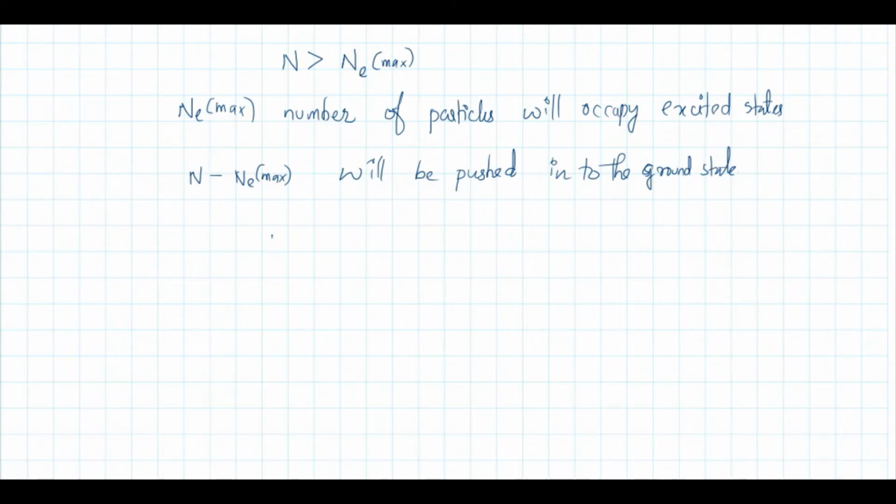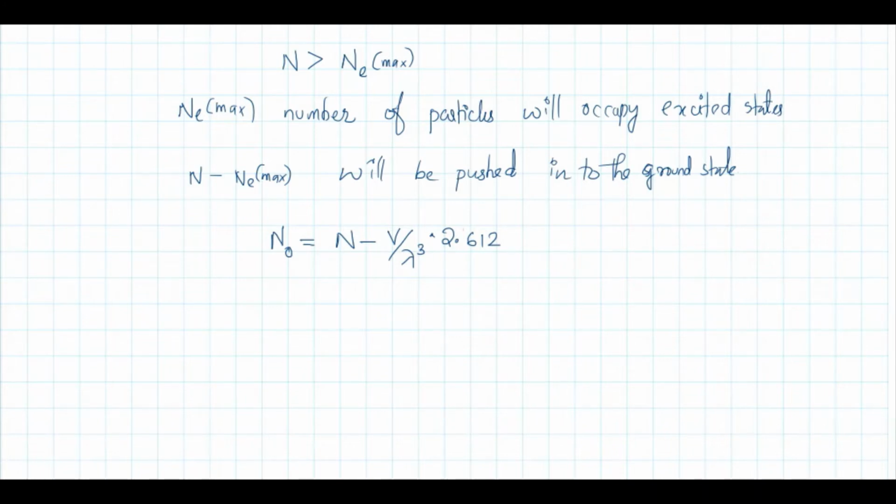The number of particles in the ground state is given by the relation N0 equal to N minus Ne maximum, and it is nothing but V by lambda cube into 2.612. This is the maximum value of the number of particles in the excited states. Total number of particles in the system is N. So N minus this quantity will give you the number of particles in the ground state.